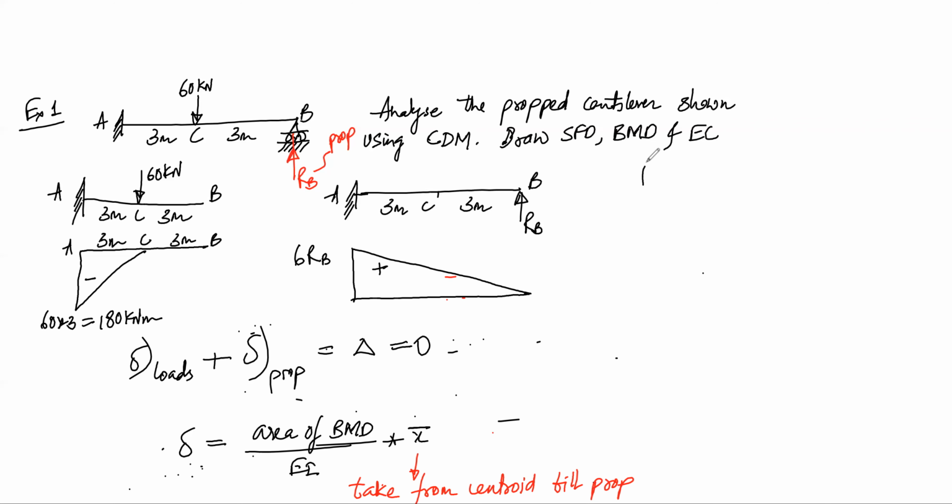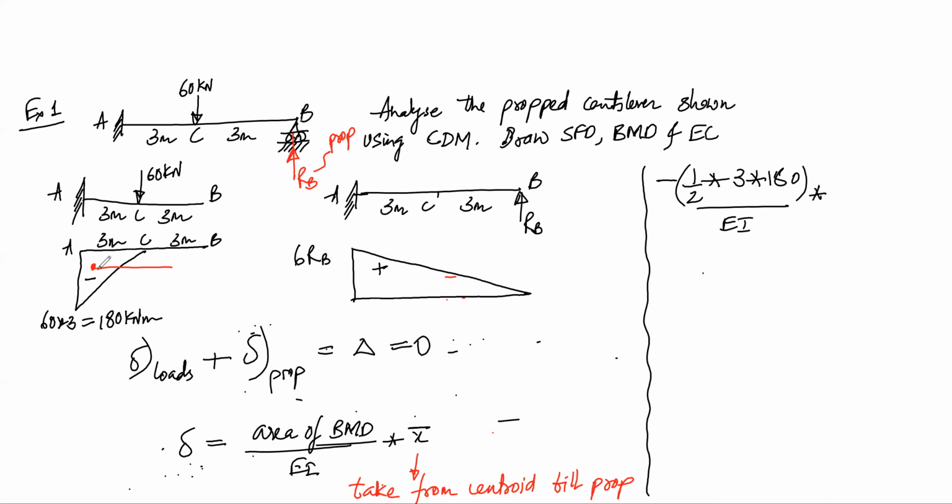So now if I apply this equation, I have two bending moment diagrams here. So I have to apply it to both the bending moment diagrams. If I apply it to the first bending moment diagram, it is a hogging bending moment. So I can say here it is minus half into base into height is 180, that is area of BMD divided by EI. If nothing is mentioned about EI, you can take EI as constant. This is multiplied by X bar. So now X bar for the first BMD will be from the centroid till the prop. This is your X bar.